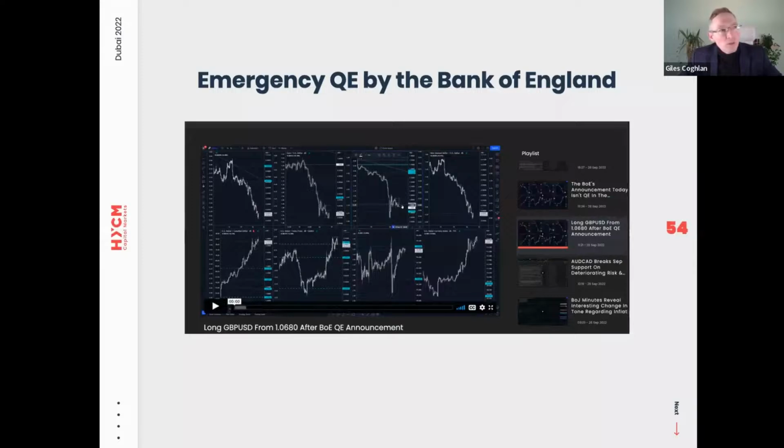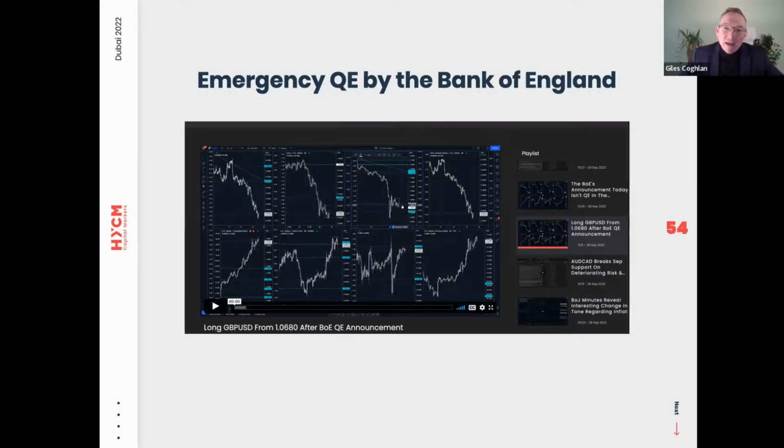Now, those of you who observed say, well, what about the emergency quantitative easing by the Bank of England a few weeks ago? Well, I thought I'd cover this because we're here. Now, when the Bank of England moved into the UK gilt market, it wasn't that they were conducting quantitative easing. They were trying to stabilize the bond market.